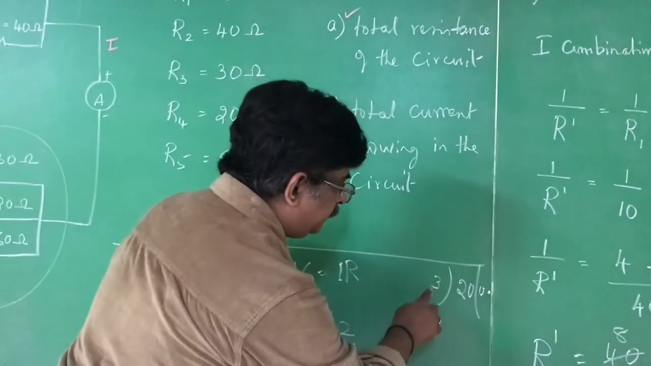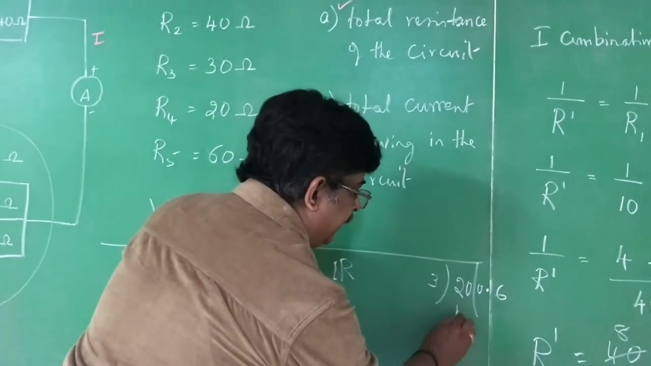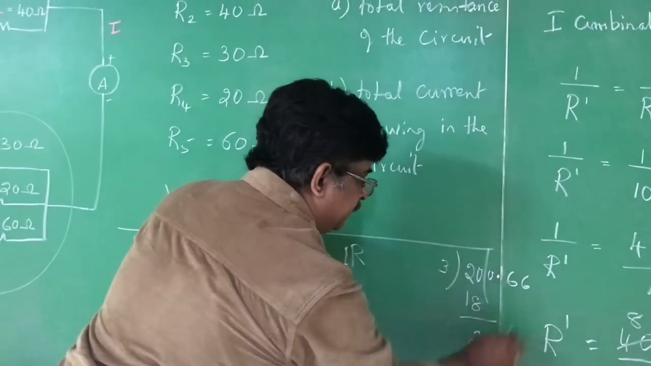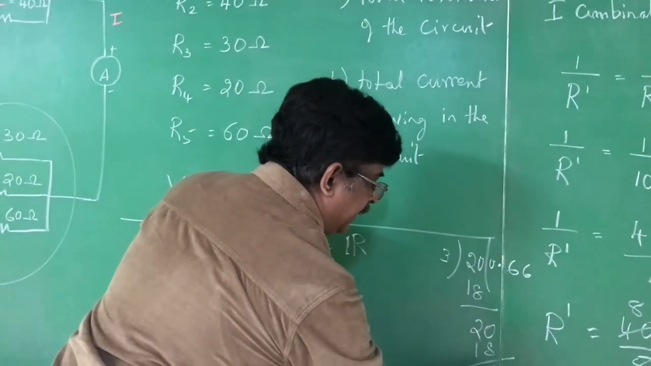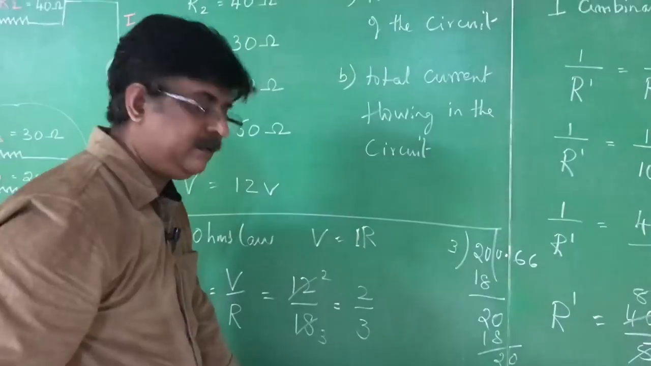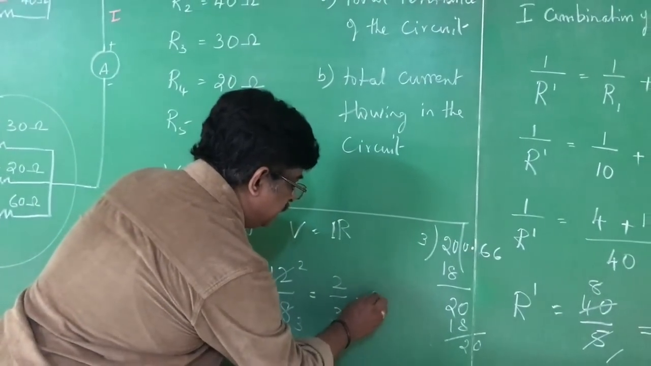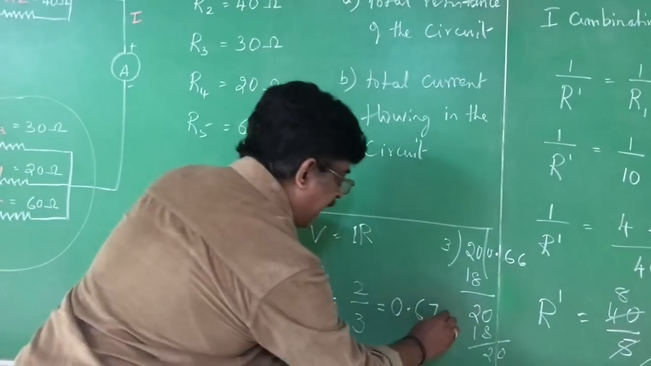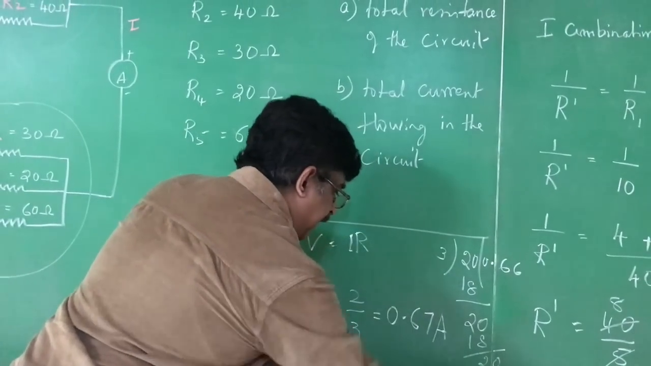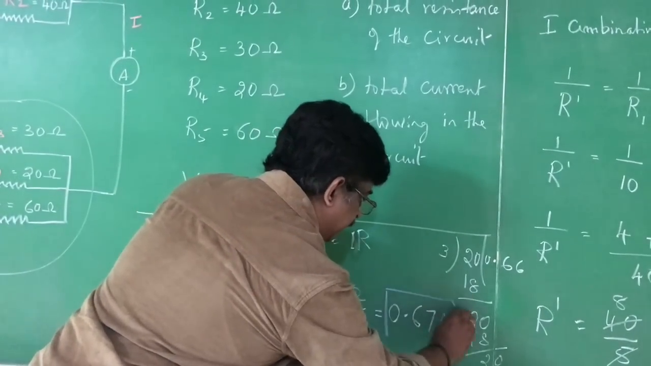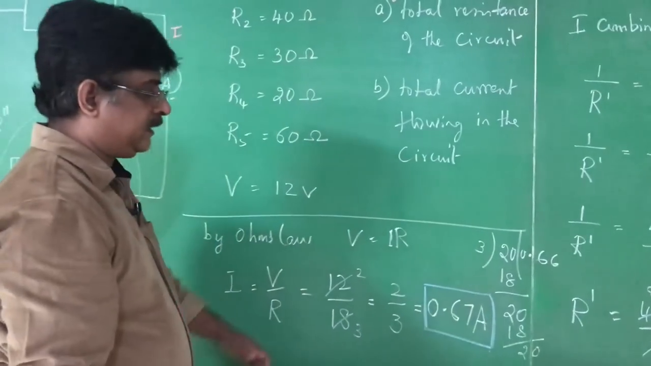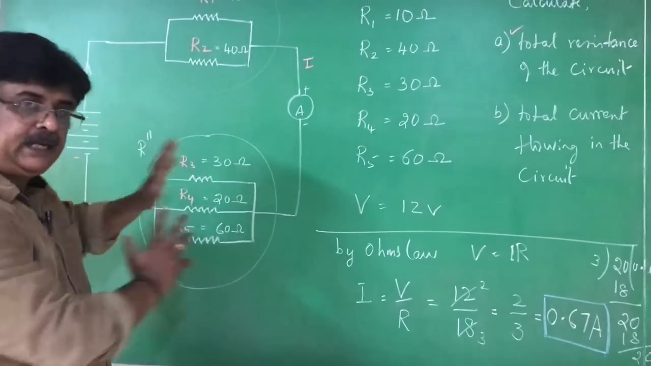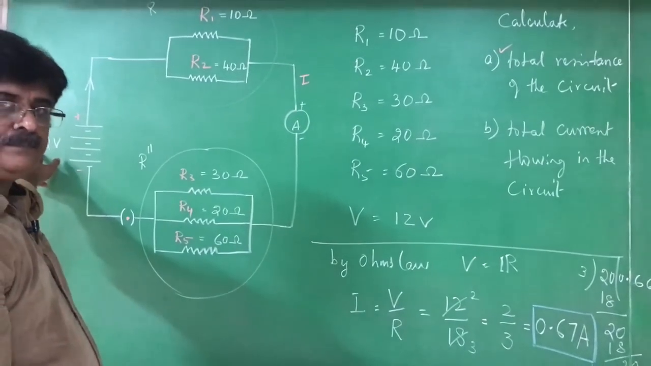0.20. 3 sixes are 18, 2 remainder. 20, again 6 threes are 18, again 2. It is a recurring decimal. Therefore, I can write it as 0.67 ampere. Total current in the circuit is 0.67 ampere. Total resistance is 18, total voltage is 12. Very nice problem.